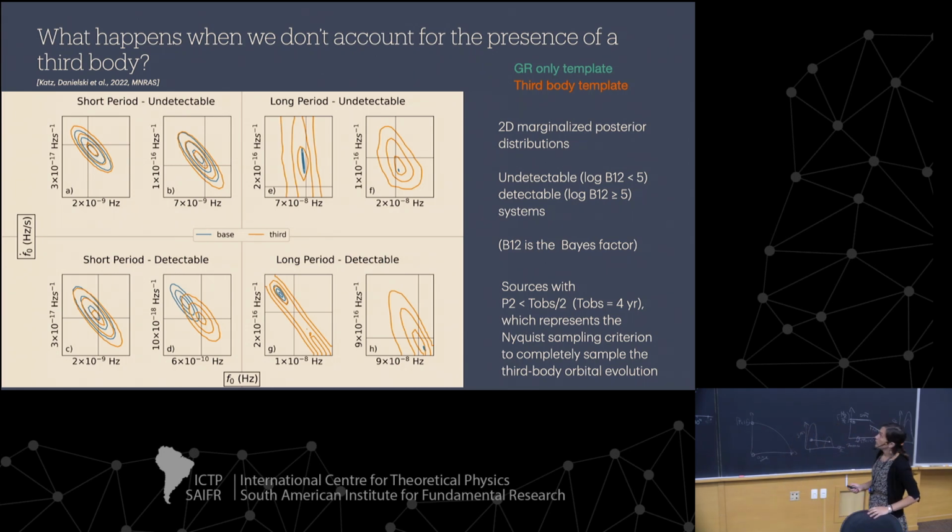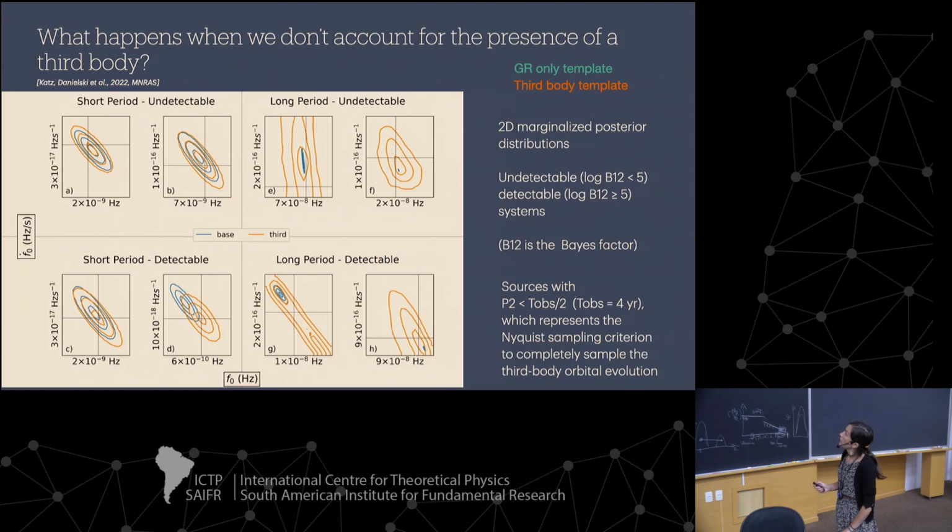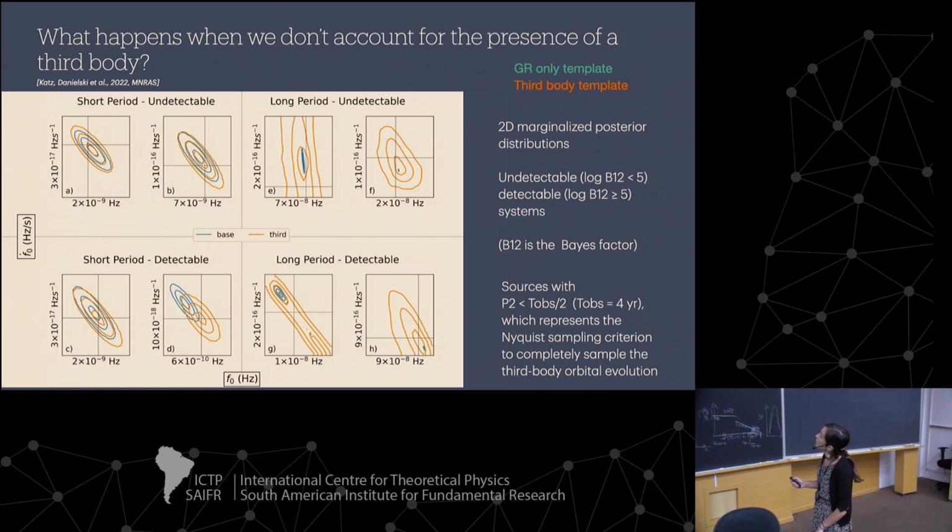Okay, so different kind of plots, same kind of analysis, where we have undetectable sources for which you cannot really distinguish between a GR template, which is the two body, and the third body template. While in here, this was like a f dot as a function of the frequency. While here, we could indeed distinguish them.